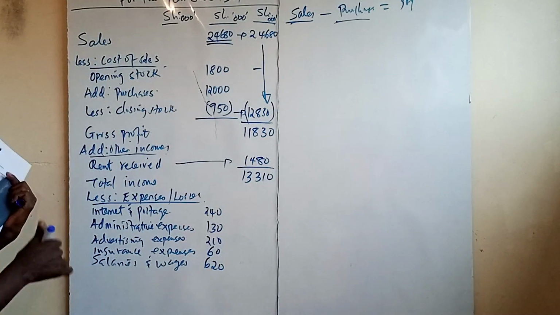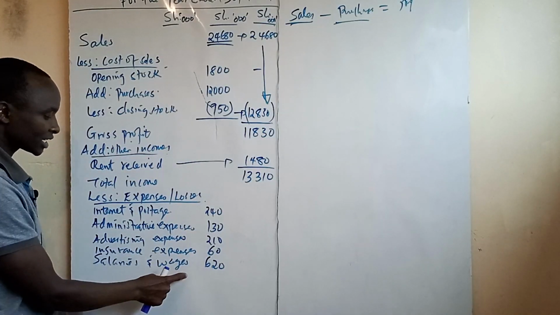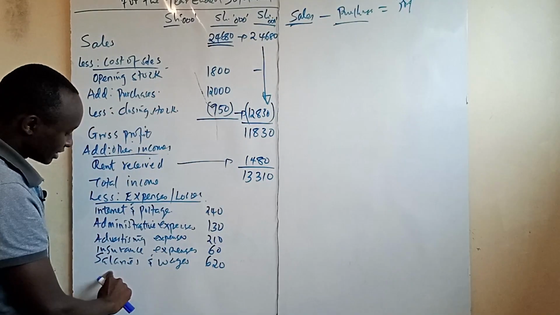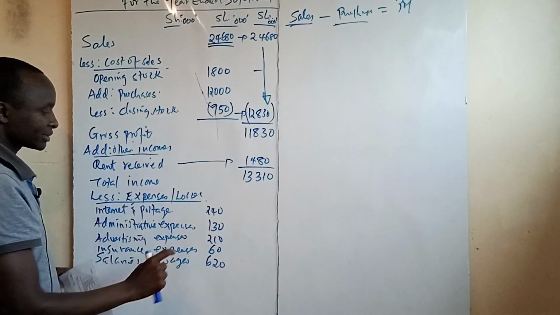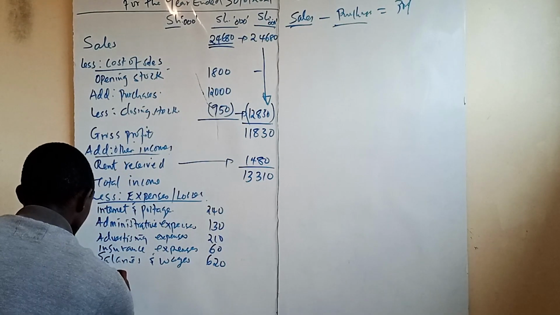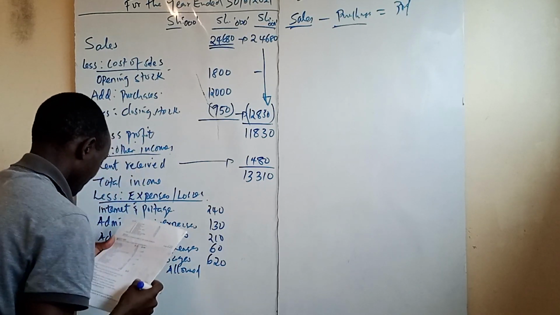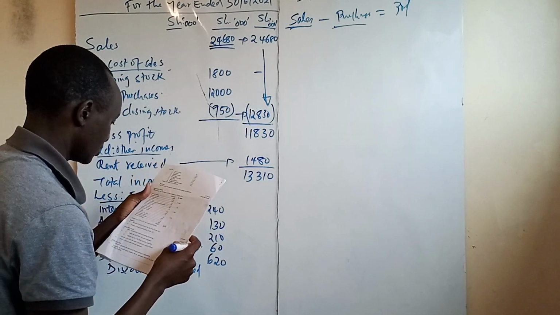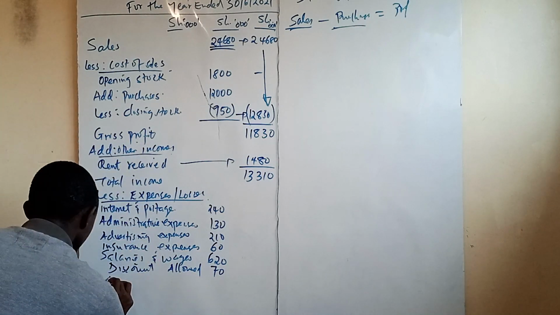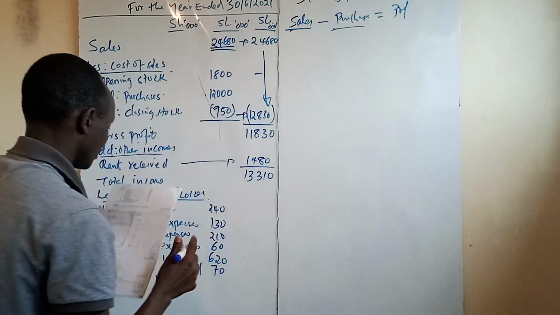But look here. When I was giving you the format of this income statement, we said when the wages are standing alone, you add them to the cost of sales. But when they are combined with salaries, then you take them to the expenses and losses column. So that is what we said last time. Then you have discount allowed of 70. Then you have bad debts written off of 180.